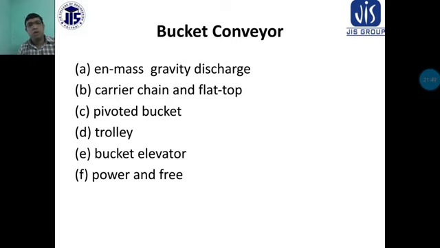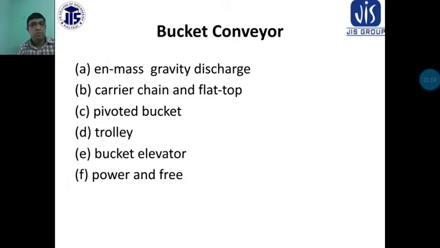And also, during this bucket conveyor, you have to concentrate on the gravity discharge. Mass gravity discharge comes in with the bucket conveyor, where the material is carried in buckets for transfer from one station to another station. And the carrier chain and flat top will also be considered under the group of bucket conveyors.